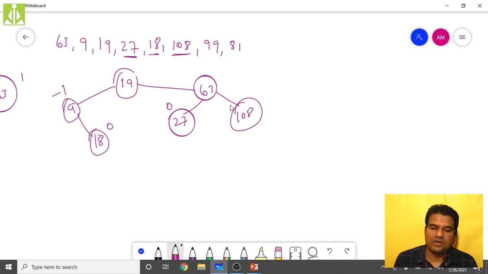For this, 0. For this also, 108, also 0. For 63, 1 minus 1, it is 0. For 19, here 2 minus 2, again it is 0 only. Again it is 0 only. So nothing has changed.